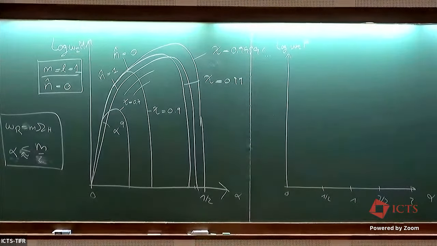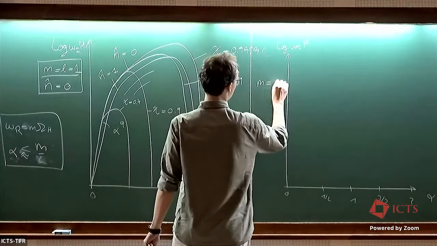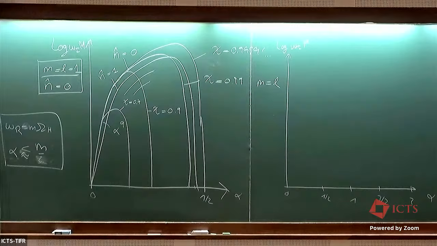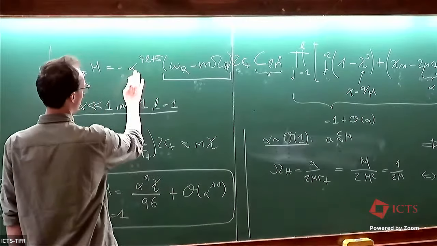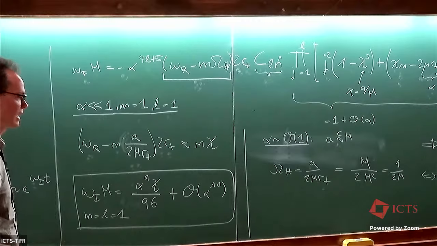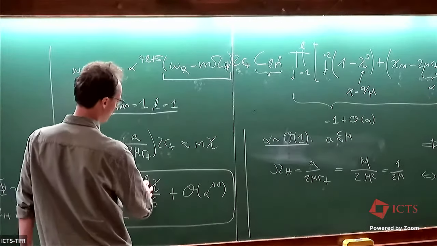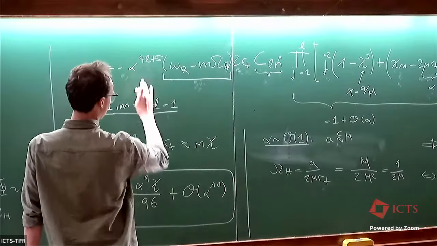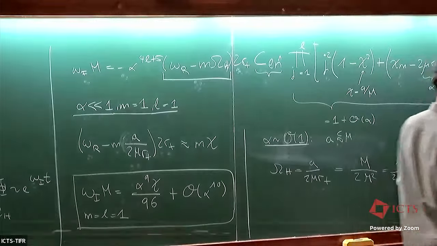And so now we're interested in the m equals L modes. So the m equals L modes, as you can see, the larger the L, the higher this power in alpha. And so the smaller the number will be, at least at small alpha, right? So for m equals 1, it was alpha to the 9. For L equals 2, it will be alpha to the 13, and so on and so forth.